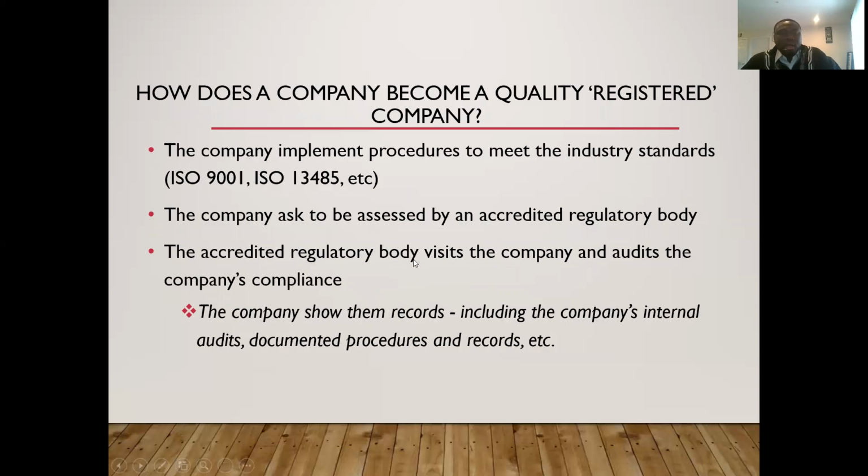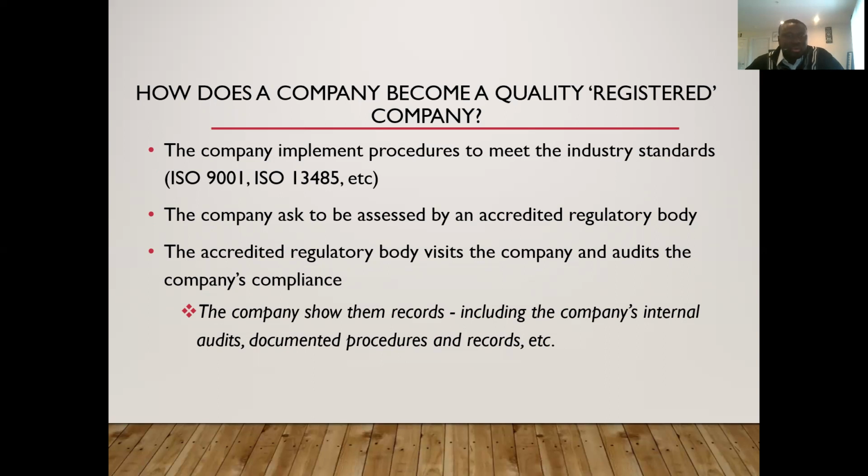So how does a company become a quality registered company? One thing we have to understand is that the company implements procedures to meet industry standards. The company has to implement either ISO 9001 or ISO 13485 or ISO 14971, which is the risk analysis. You have to implement your procedures to meet these standards.